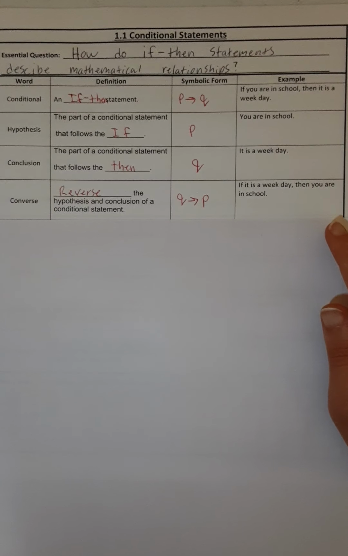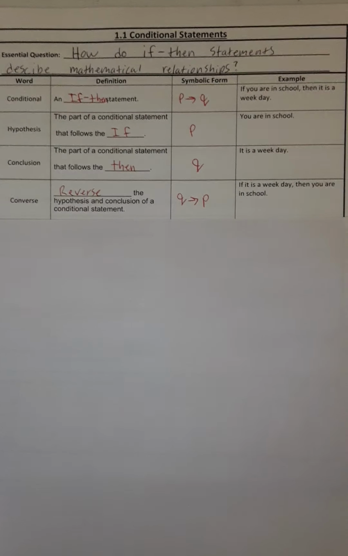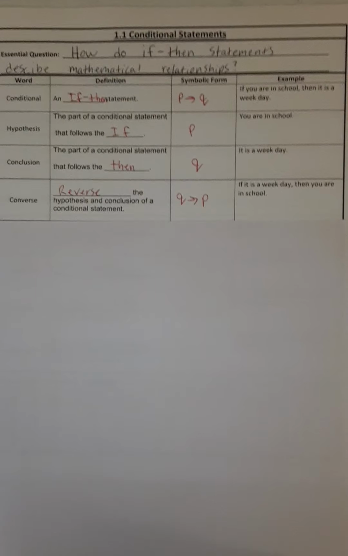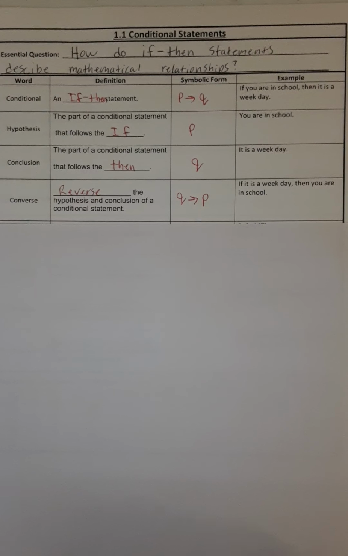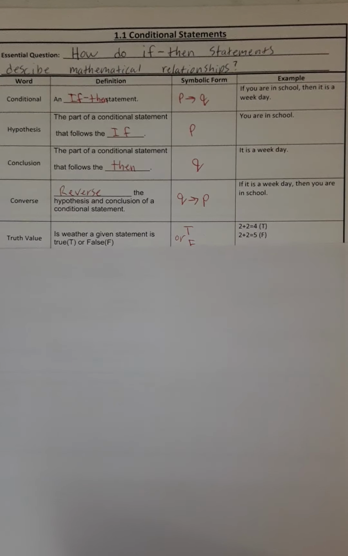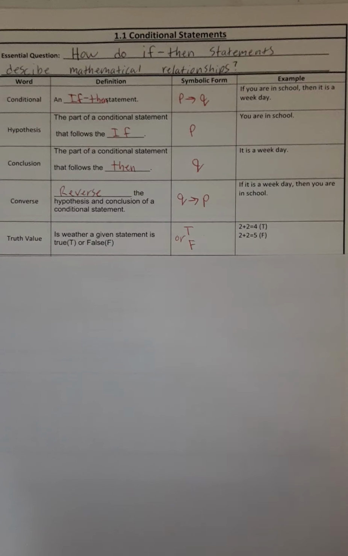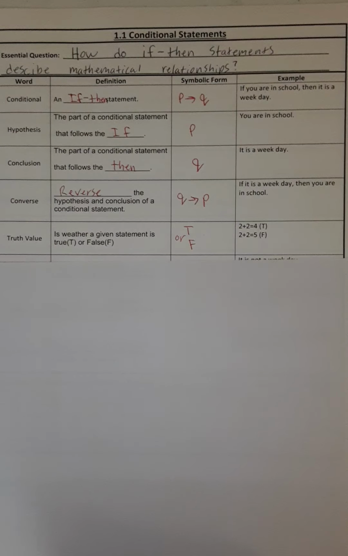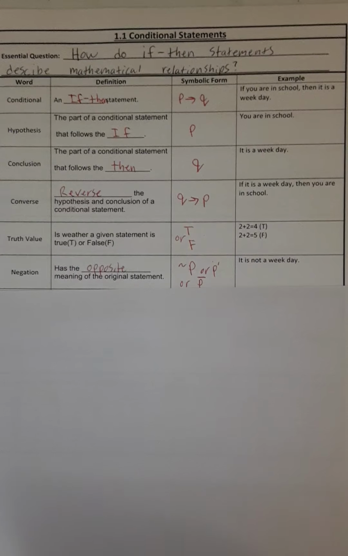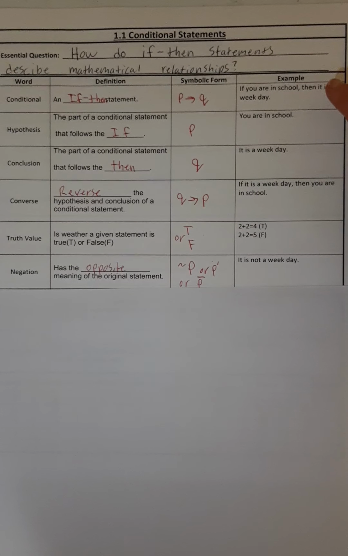Just because it's a weekday does not mean you're in school. It could be a holiday, it could be summer. So they won't always have the same kind of what we call truth value. And a truth value is whether a given statement is true or false. So 2 plus 2 equals 4, that would be true. 2 plus 2 equals 5, that's false. Just like our conditional was true, but our converse was false.